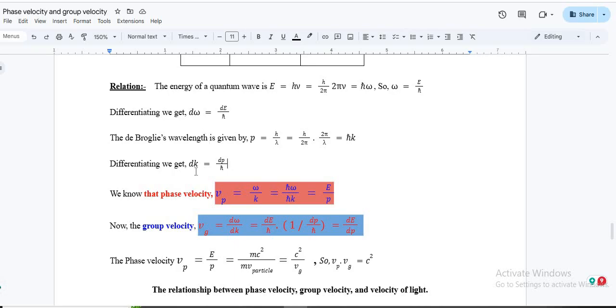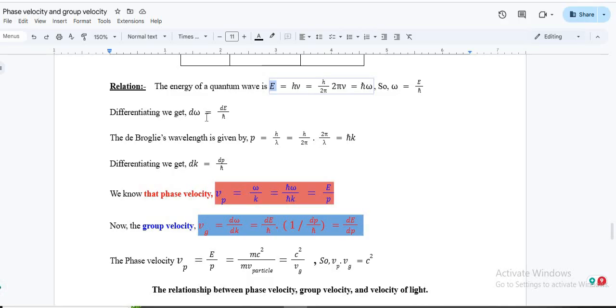Now you have d omega, you have dk. So you can get the group velocity, d omega by dk. And what about the phase velocity? The phase velocity is obviously omega by k. So when you have omega by k, multiply denominator and numerator with h cross. So this becomes h cross omega, and this becomes h cross k. So what is h cross omega? We have just already calculated, this is the energy of the quantum wave, E. And what is h cross k? This is the de Broglie's momentum, P. So this is E by P.